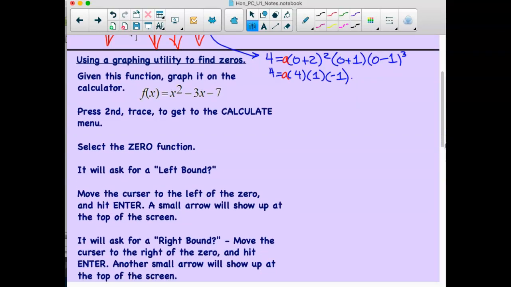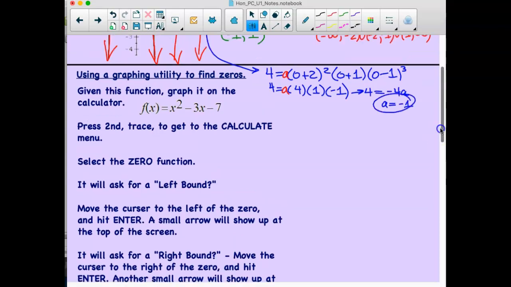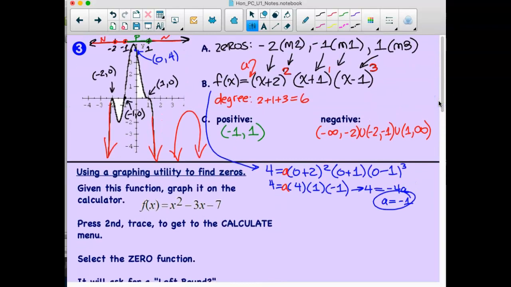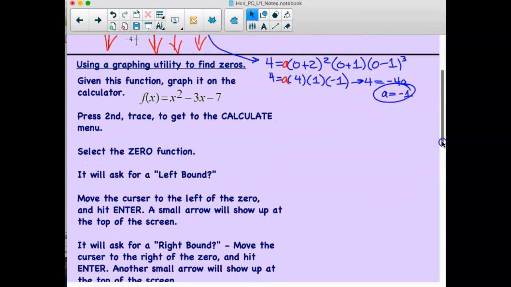Right? So then if you solve that for a, you would get that 4 equals negative 4a. So a, of course, would equal negative 1, which is why it opens down. Okay? But just know we will, at some point in time, have different stretch factors or reflection as well. All right, so now let's go ahead.